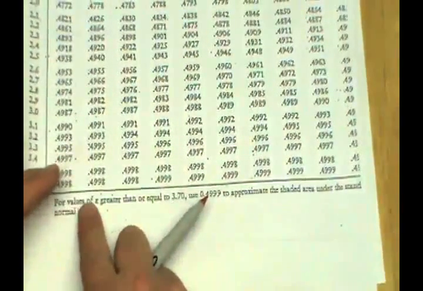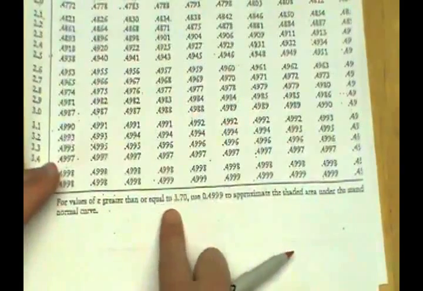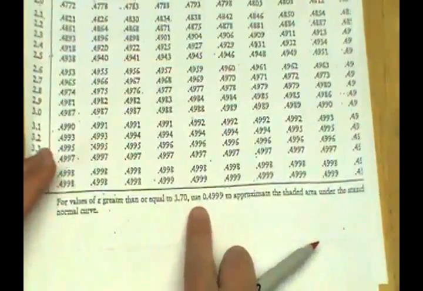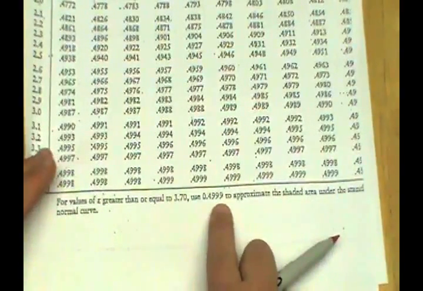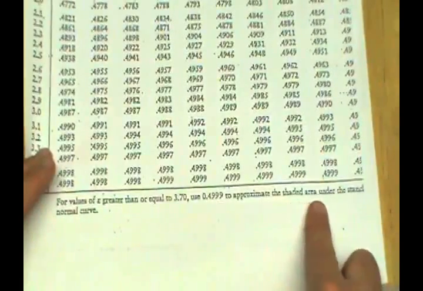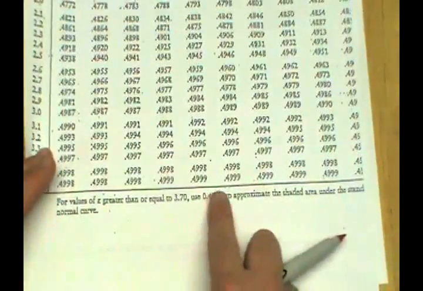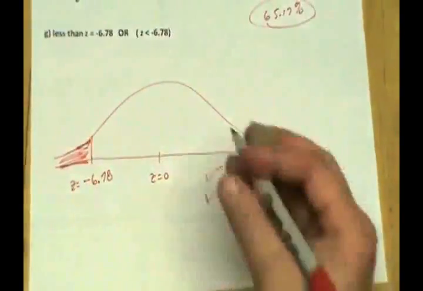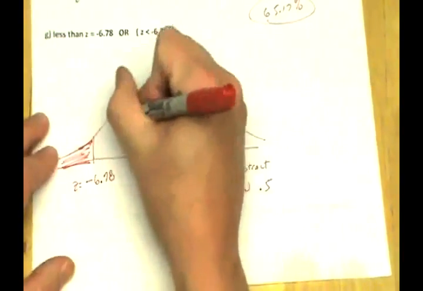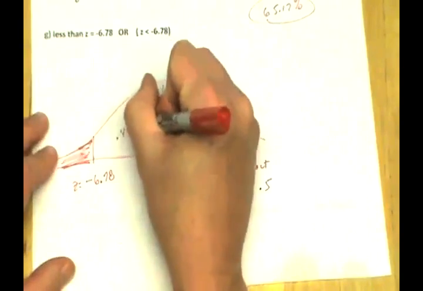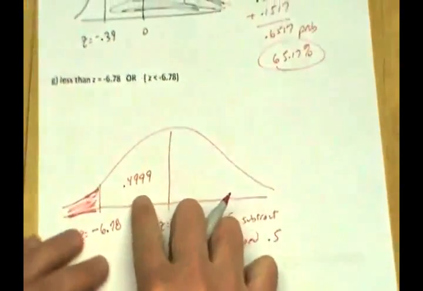It says for values of z greater than or equal to 3.70, just use 0.4999 to approximate the shaded region under the standard normal curve. So we just use 0.4999. Okay. So between 0 and that number is 0.4999. That's almost the whole half already.